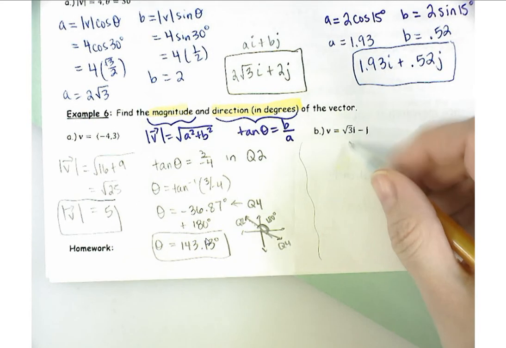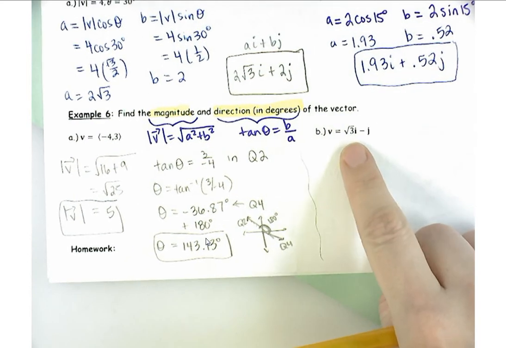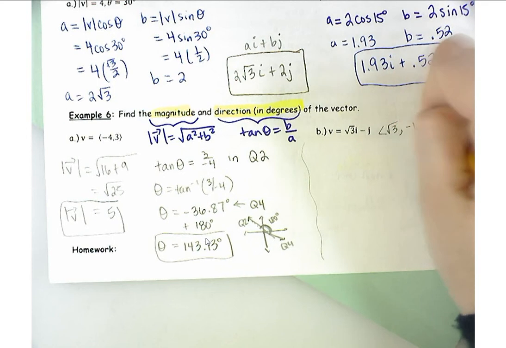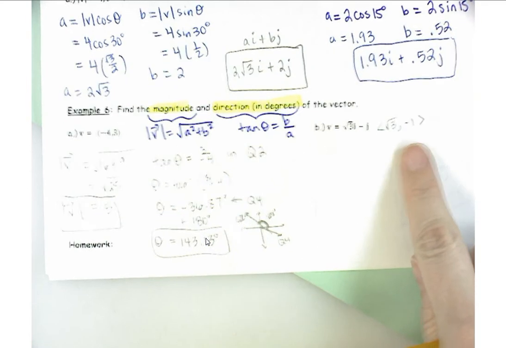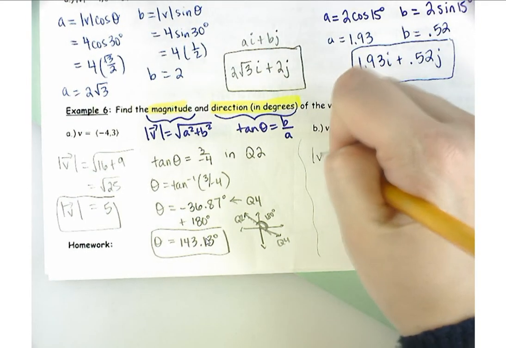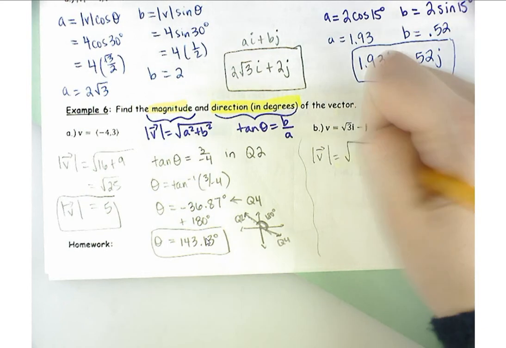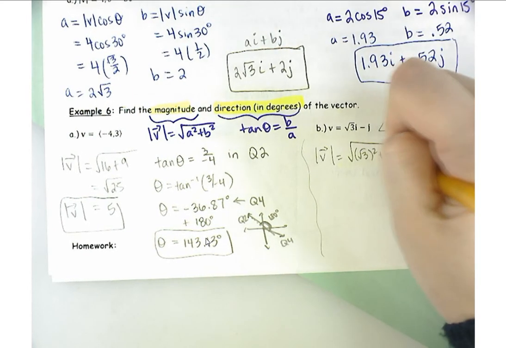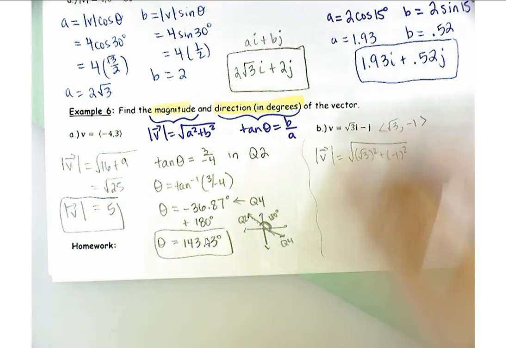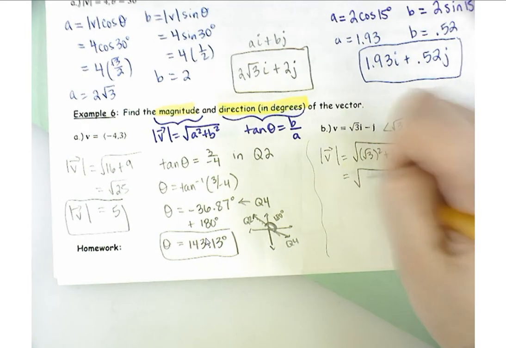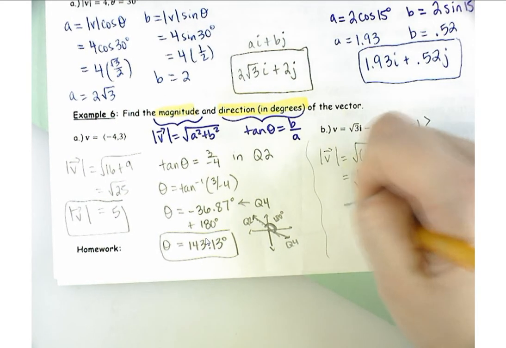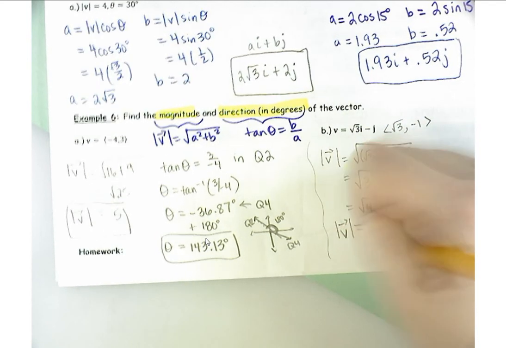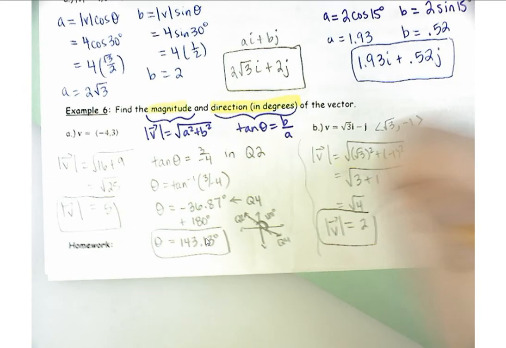So for B, we're going to do something similar. Okay, again, if you want, you can always rewrite this. Just don't forget your negatives. So when you're doing the magnitude, you're doing the square root of root 3 squared plus negative 1 squared. Root 3 squared is 3, negative 1 squared is 1, and the square root of 4 would be 2. So that's going to be your magnitude.